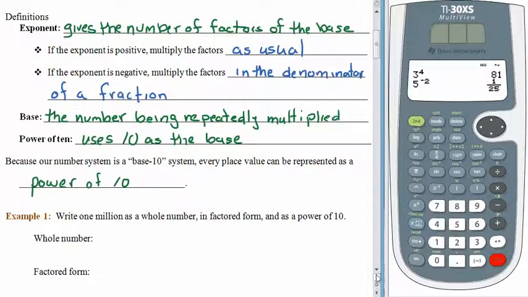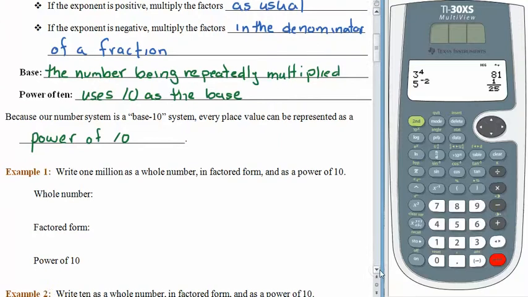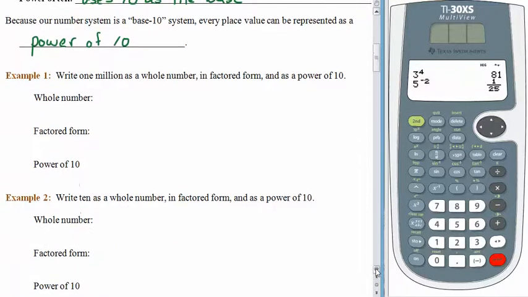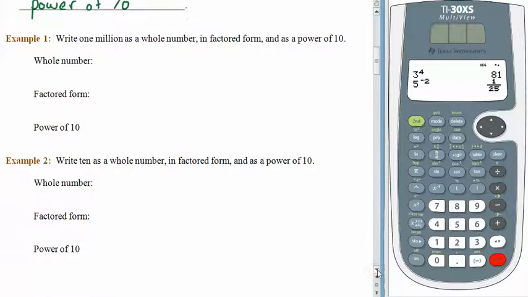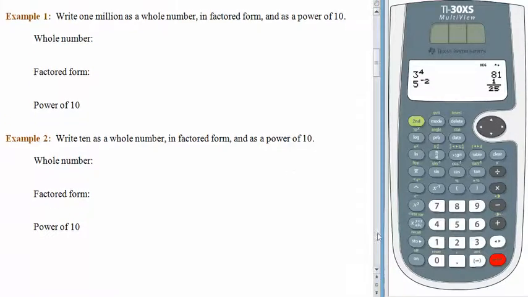Let's see, slide down here, give ourselves a little bit of space. Let's try writing 1,000,000 a number of different ways. So we already have it in written form. As a whole number, that would be 1,000,000. A 1 followed by 6 zeros. If we wanted this in factored form, and we're going to use 10 because 10 is our base, we would have 10 times 10 times 10.